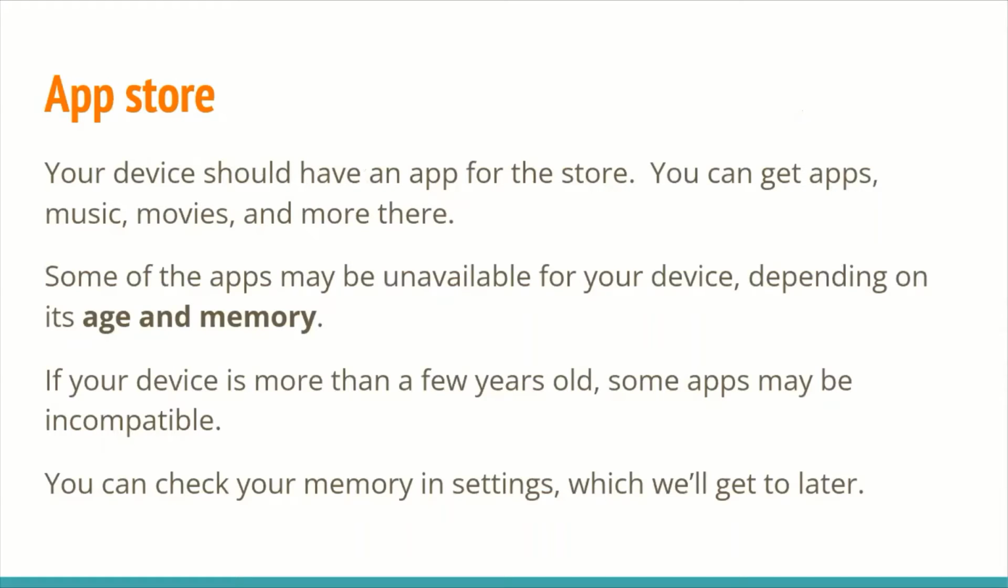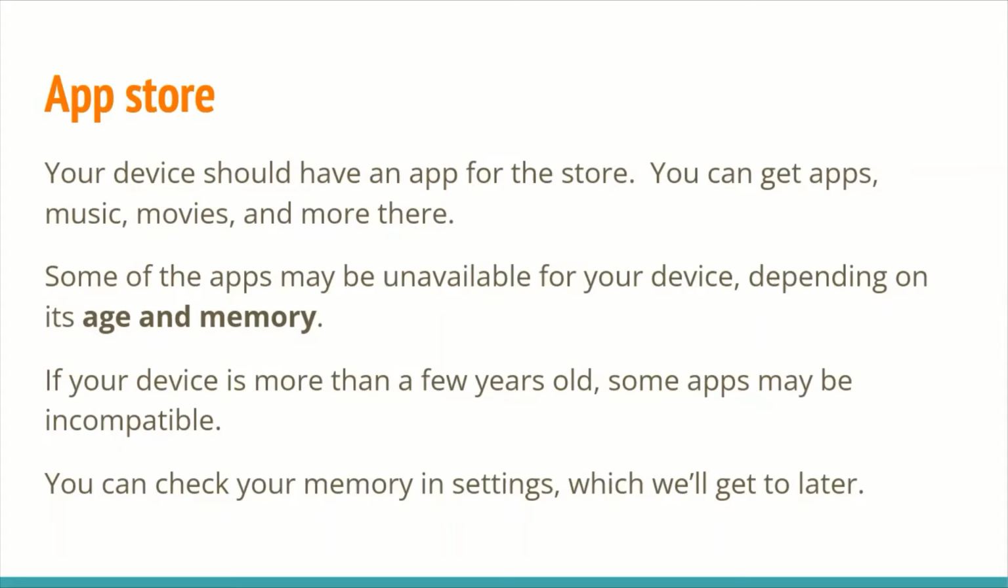Your phone should have an app store already on your device when you get it. If you have an Android phone, it's called the Play Store. So you can look for that if you don't see App Store. You can get the apps from that, and also you can probably get music and movies and even ebooks and many more things that way.